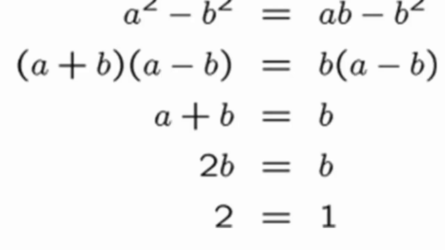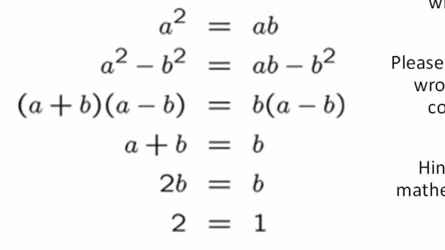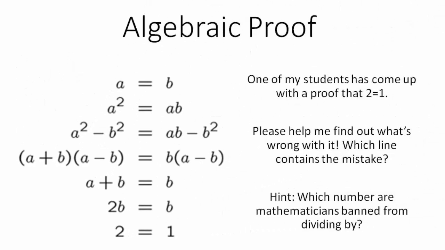They've divided by the bracketed term a minus b, and they're left with a plus b equals b. They've then substituted from the first line a equals b, remember, so they've made that a become b, so we have b plus b equals b, and therefore 2b equals b, divide by b, 2 equals 1. What's wrong with that? I can't see a thing wrong with that, can you?